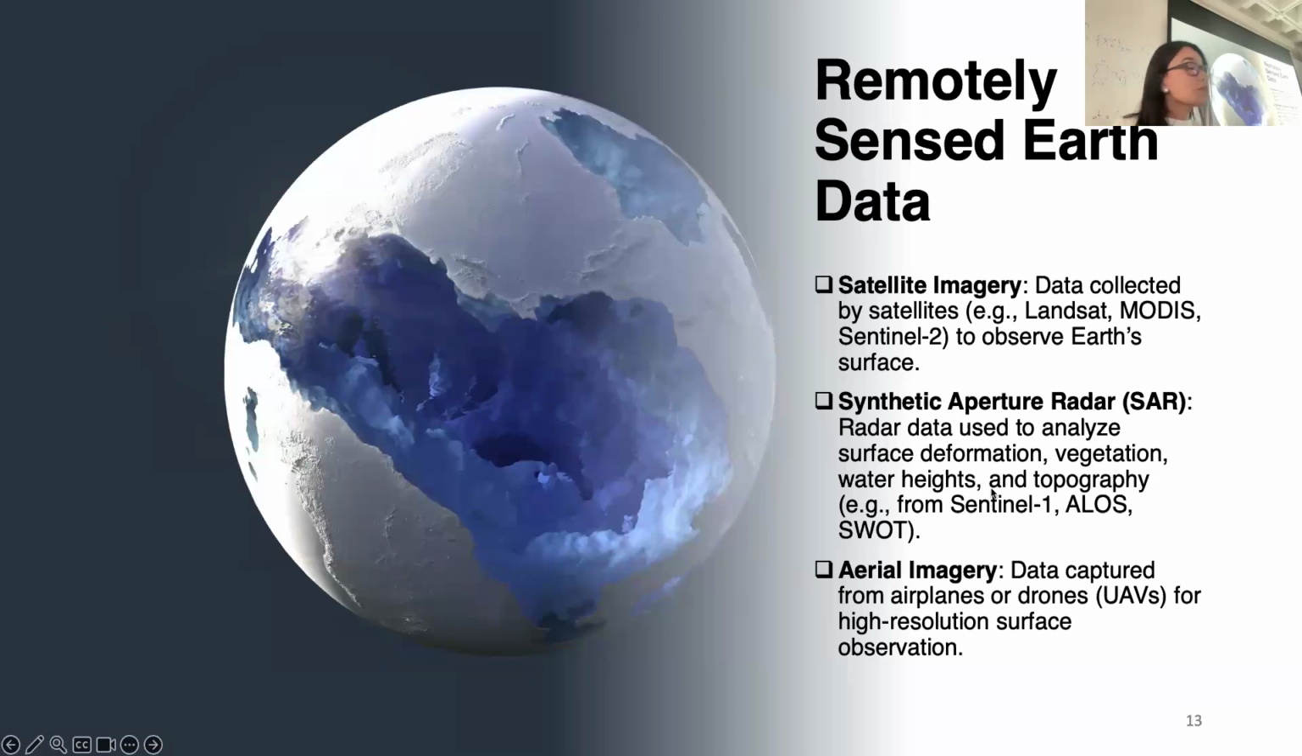So there are some of the examples. This Sentinel-1 is from the European Space Agency. ALOS-1 is from the Japanese Space Agency. And SWOT, which is the Surface Water and Ocean Topography Mission, is by NASA, CNES, which is the French Space Agency, and the Canadian Space Agency.